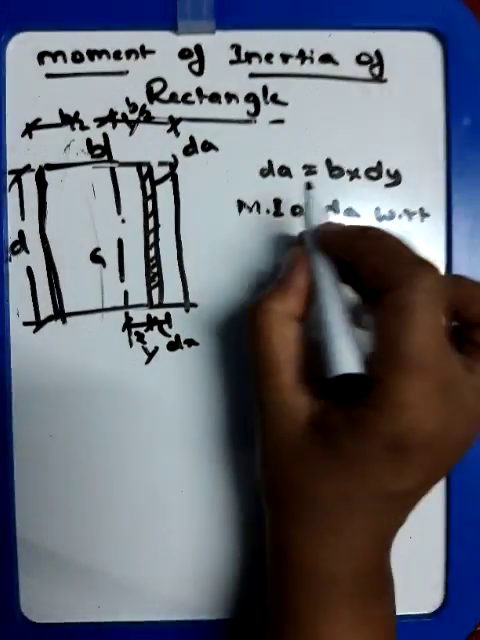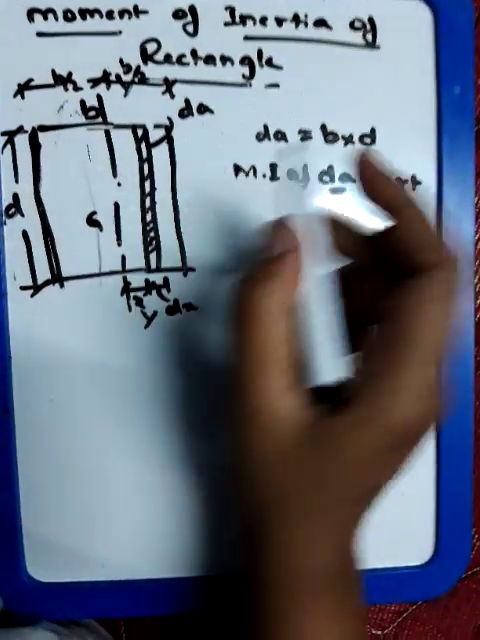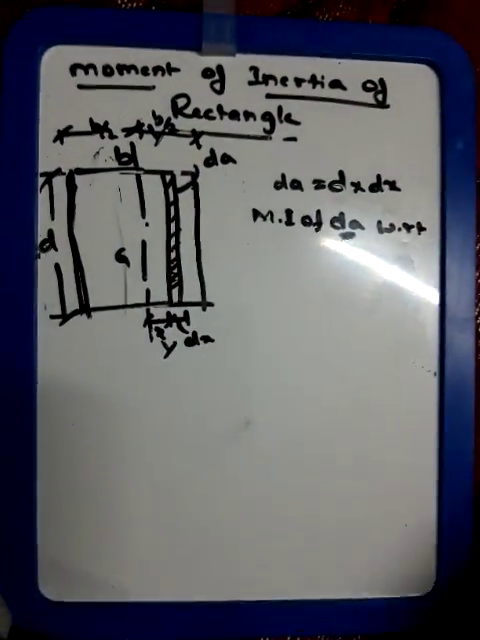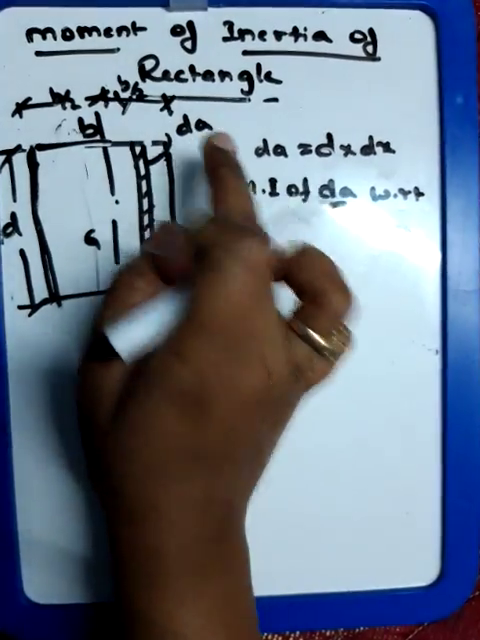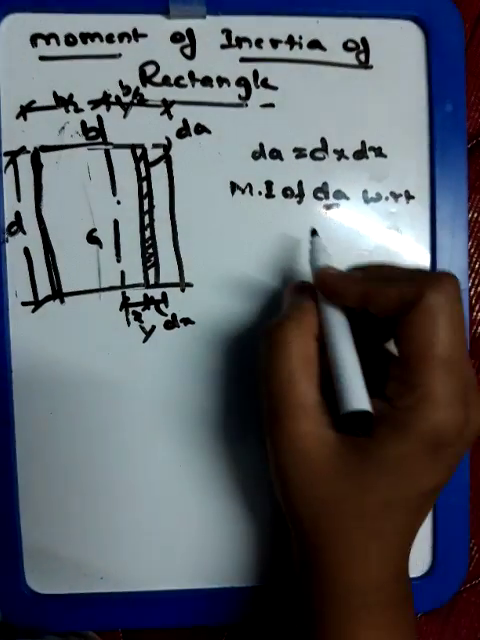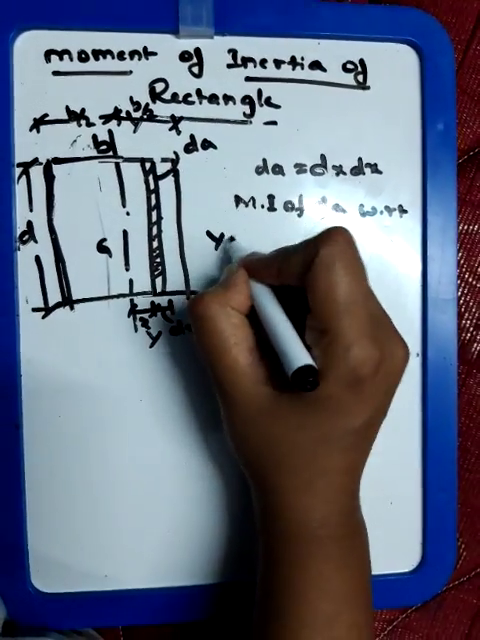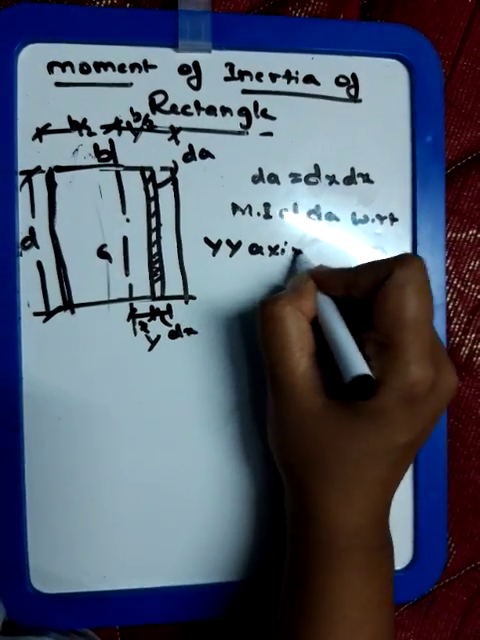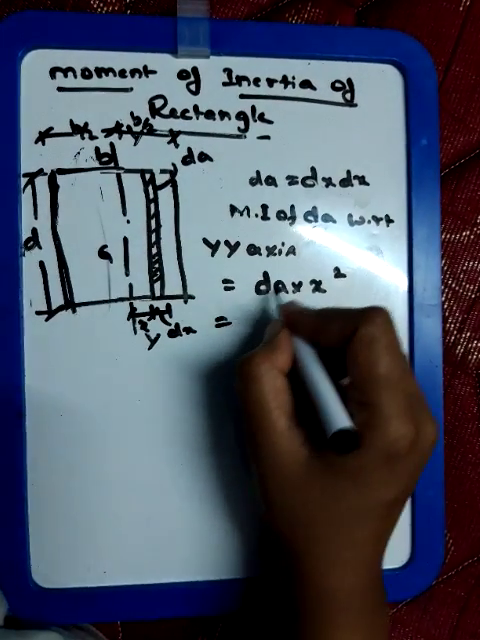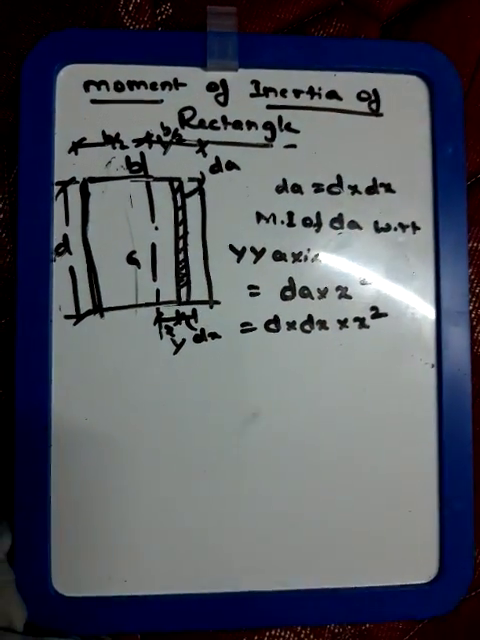We have already calculated dA as b into dy. Instead of dy, here it would be d into dx, because the width will be dx here and the depth will be d. Now the moment of inertia of the elemental area dA with respect to the y axis would be dA into x square. So the dA value is d into dx into x square.